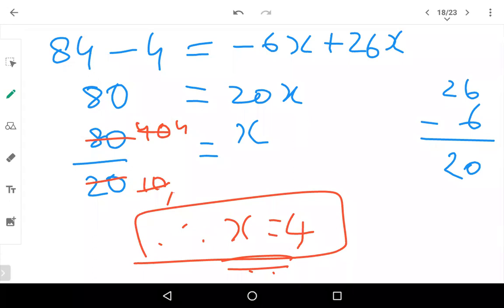Clear? Understood, everyone? Okay. You want me to revise this problem, or shall we go to the next problem? Should we revise it? Okay. Let us quickly revise this problem.